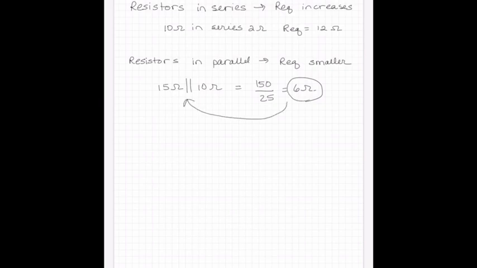So it doesn't matter how many resistors we have. We could have 50 resistors connected in parallel. The equivalent parallel resistance is going to be smaller than the smallest resistor in that parallel network. Okay? So that's important from a sanity check.